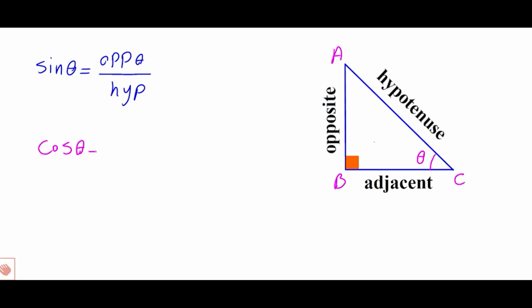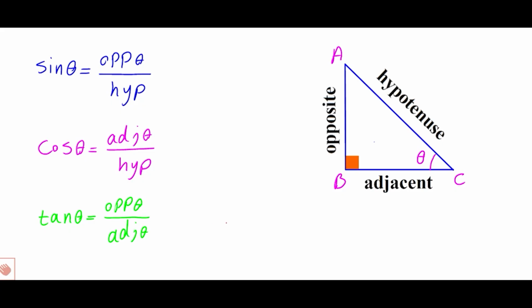The second one is cosine, or cos for short. Cosine theta is equal to the adjacent side divided by the hypotenuse. So we write the adjacent side divided by hypotenuse. And the third one is tangent. Tan theta is equal to the opposite side divided by the adjacent side. So we write the opposite side divided by the adjacent side.